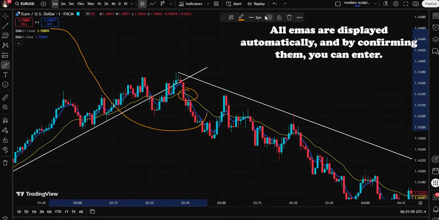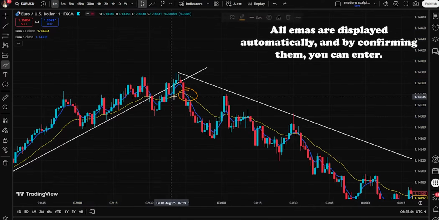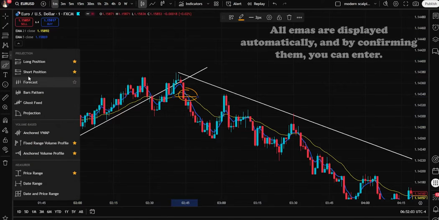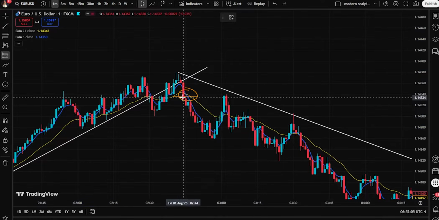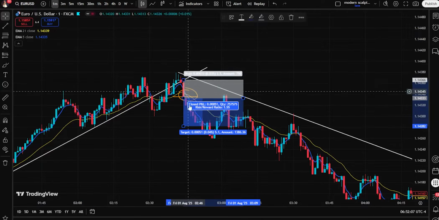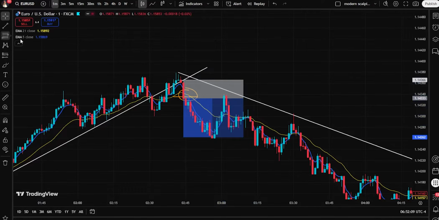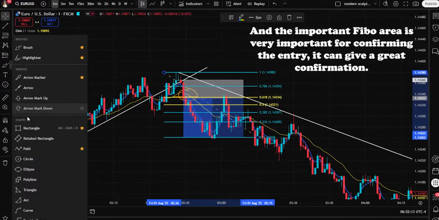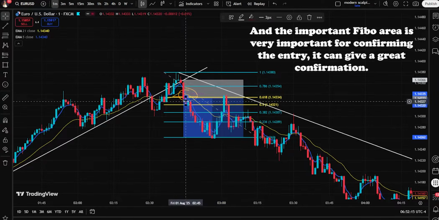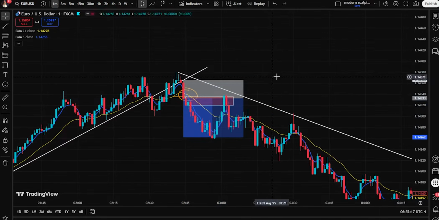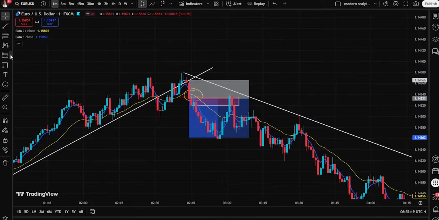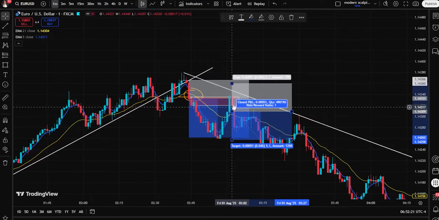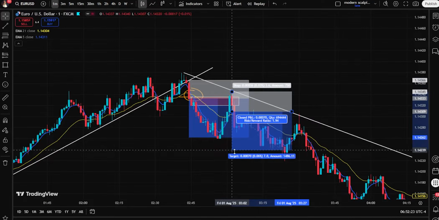EMA 5, to identify rapid price changes. EMA 21, to determine the direction of the short-term trend. Fibonacci, to find key support and resistance levels. Just add the EMAs to your chart and draw Fibonacci from the last swing low to the high or vice versa. These tools are the main foundation of our strategy.